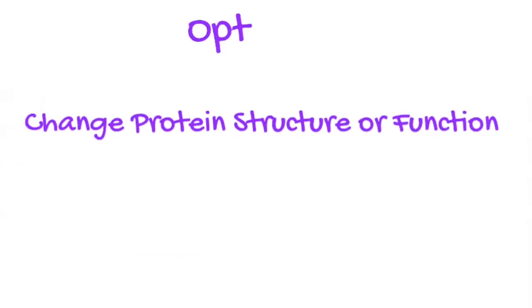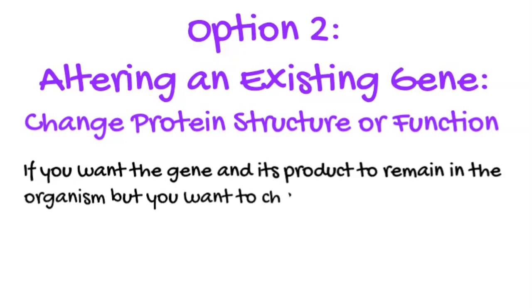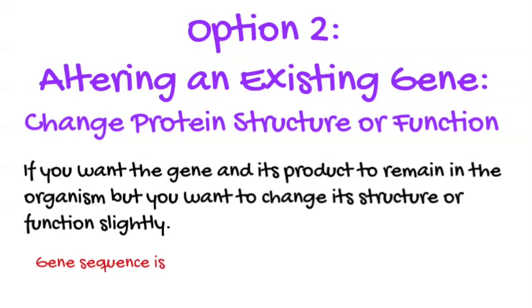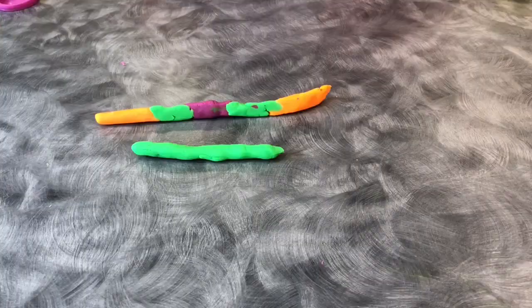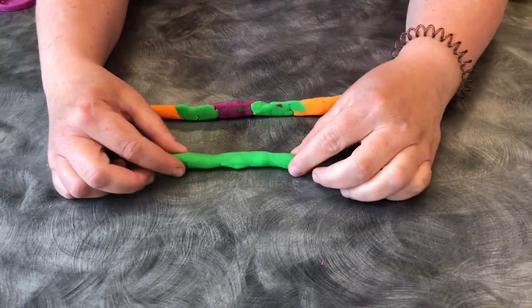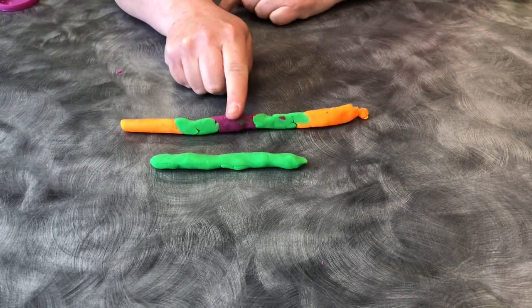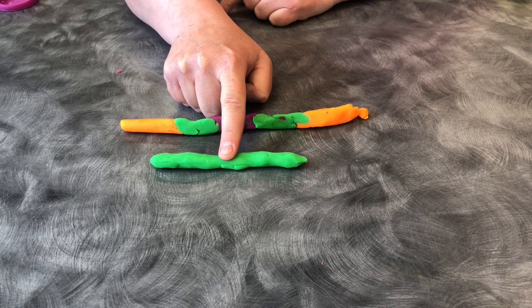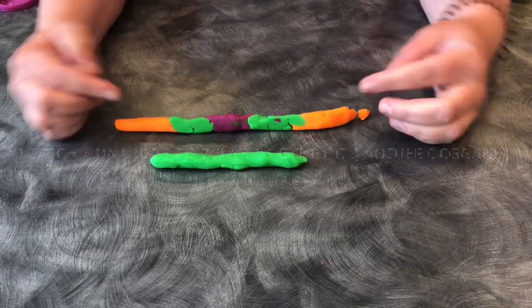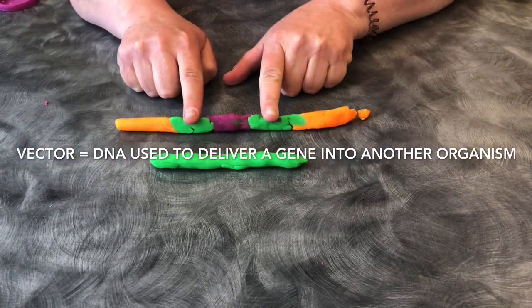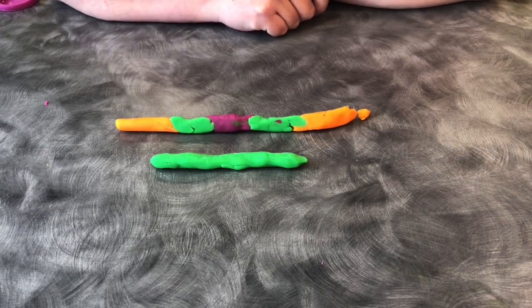In some cases, we want to keep the gene product in the organism, but we want to change something about its structure or function. We do this by using something called homologous recombination. In this example, the green represents our genetically modified organism. And this multicolored piece has our gene that we want to insert into the GMO, and it also is contained in the DNA of our vector. And the green is to help us facilitate the crossover from the vector into the genetically modified organism.